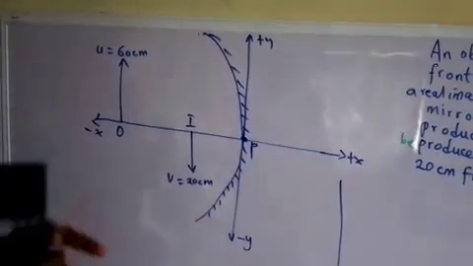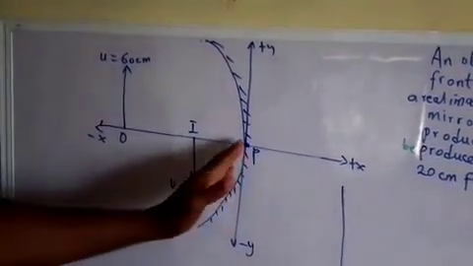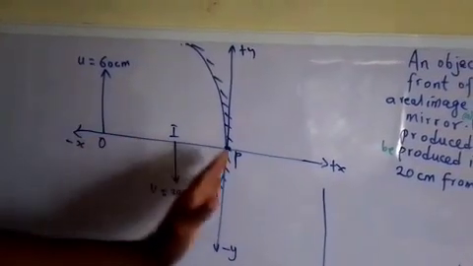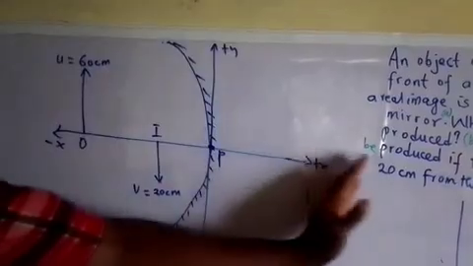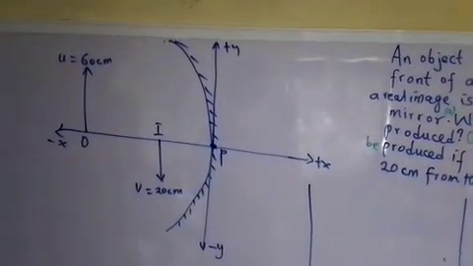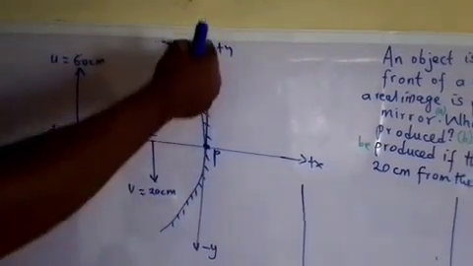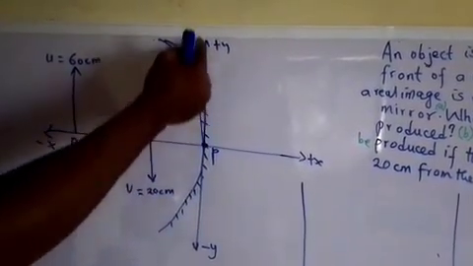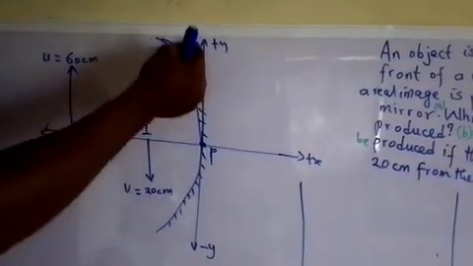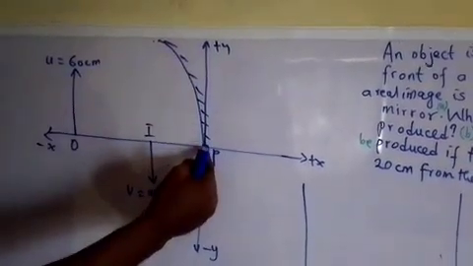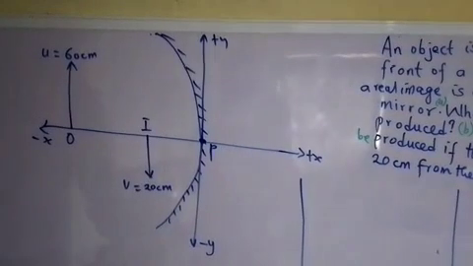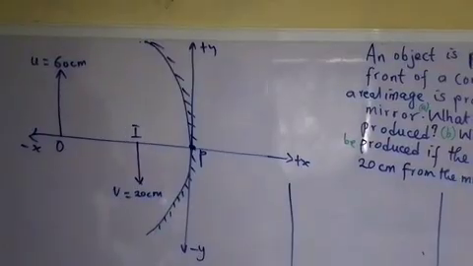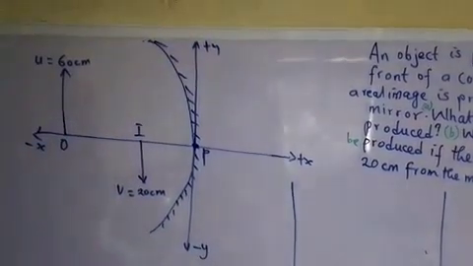What will I use it to do? From this pole, any horizontal distance to my left is negative. Any horizontal distance to my right is positive. Through the pole again, I will draw a vertical line. Any distance above P is positive. Any distance below P is negative vertical distance. So we're going to use this convention now to analyze this problem.